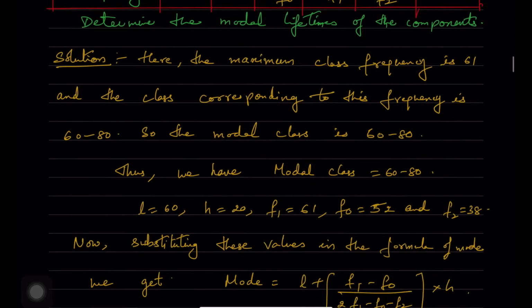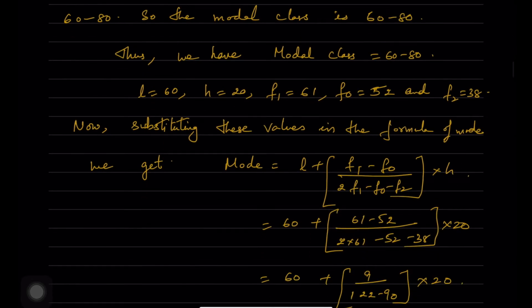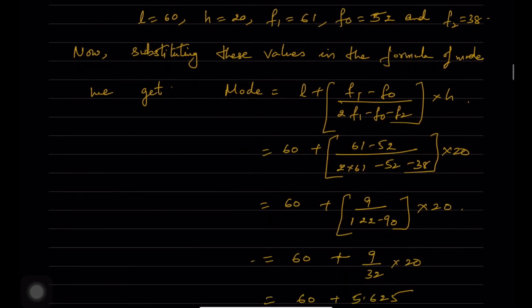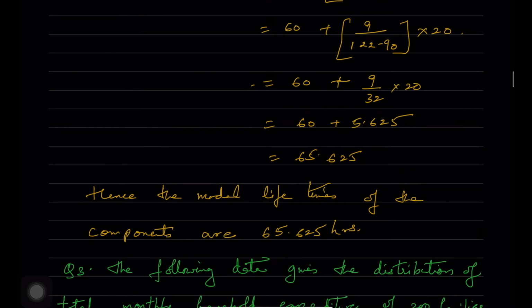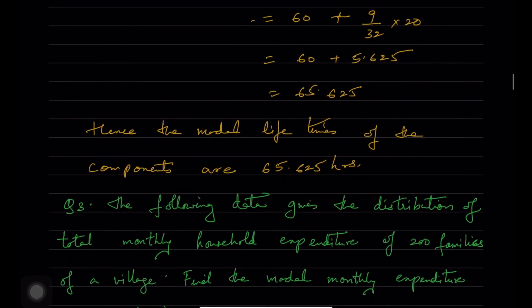So substituting all these values in the formula, mode is equal to l plus f1 minus f0 by 2f1 minus f0 minus f2 into h. You have to remember this formula. Which is equal to 60 plus 61 minus 52 by 2 into 61 minus 52 minus 38 into 20. So we are getting 60 plus 9 by 32 into 20, which is 60 plus 5.625, which is 65.625. Hence the modal lifetime of the components is 65.625 hours.